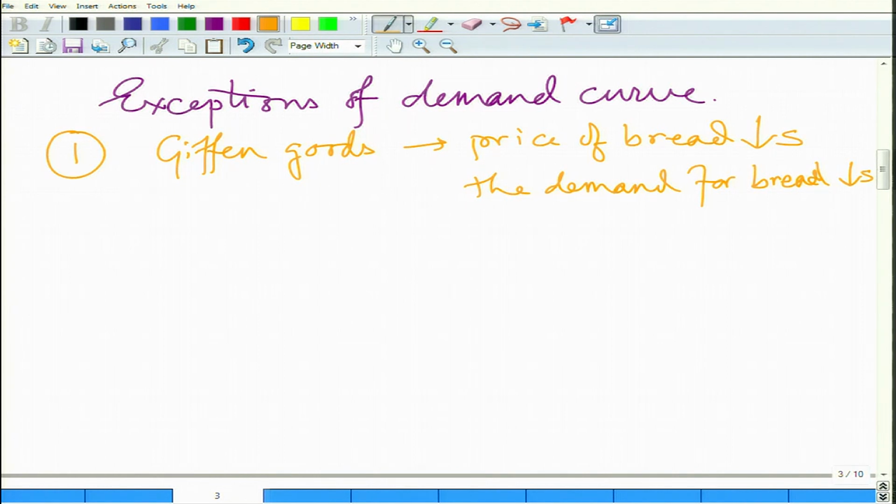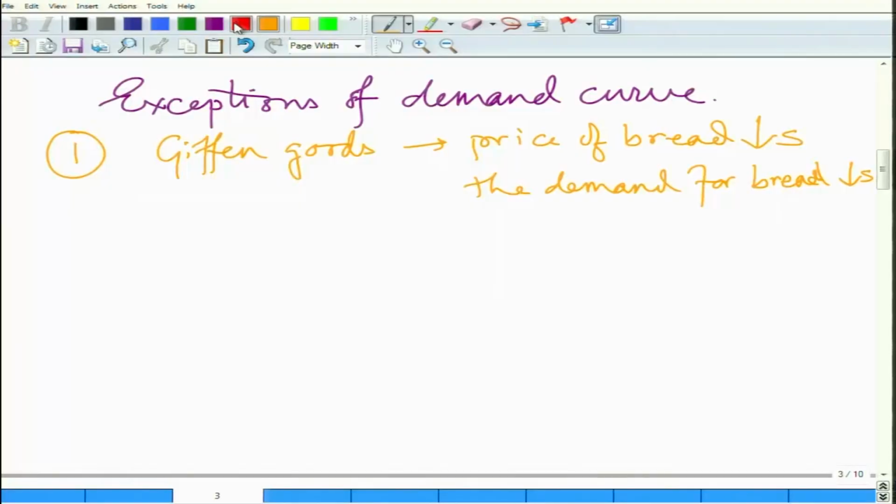It can happen because those who used to buy bread, because the price decreased, their real income increased. Now they can have a larger amount of bread, and as bread is an inferior quality commodity, they could shift to a better quality bread. That is where the demand for that bread has decreased.